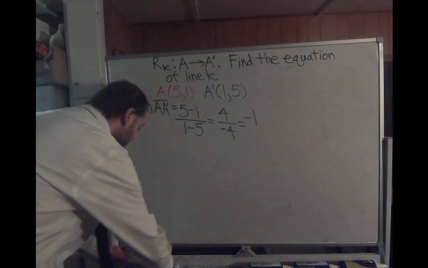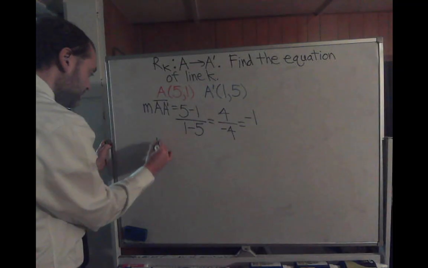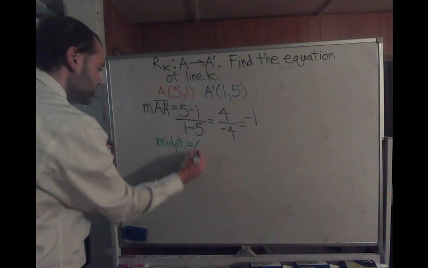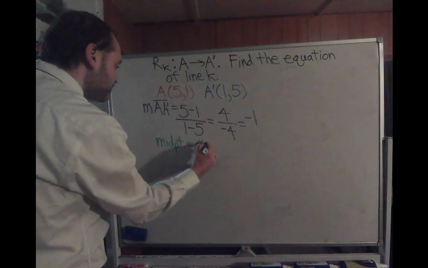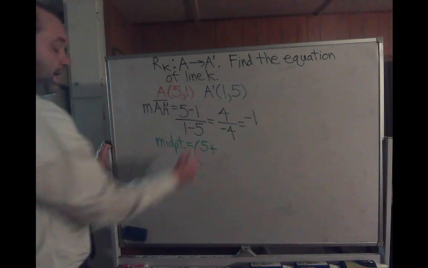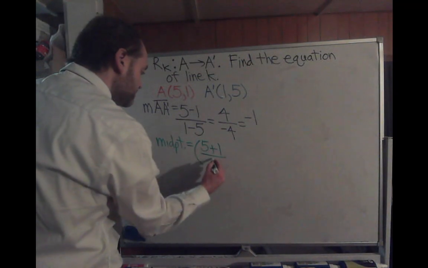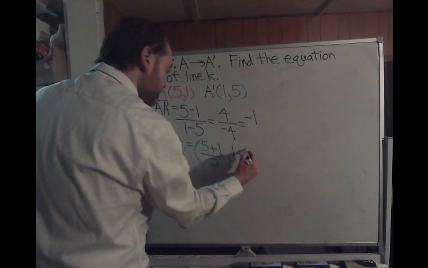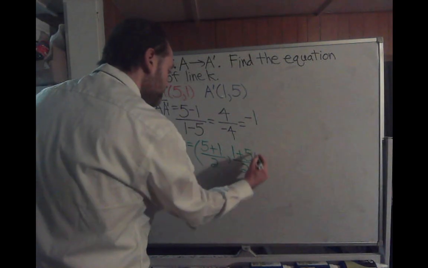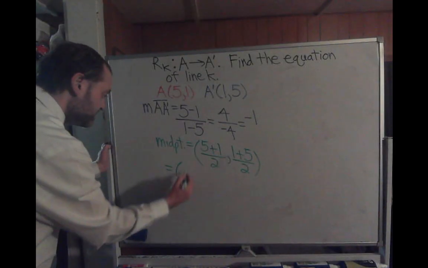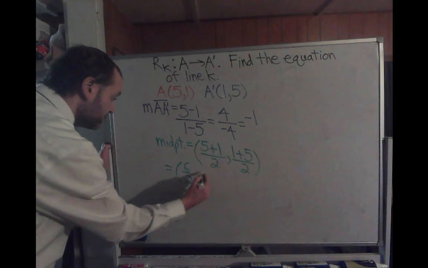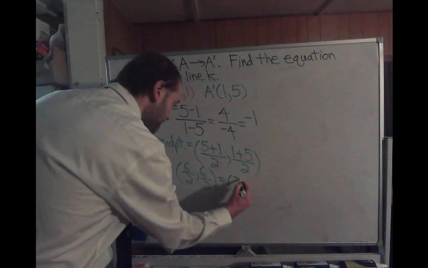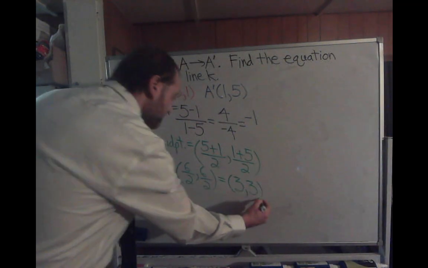Whoops, wrong color for the midpoint. Let's find the midpoint. The midpoint would be equal to your x1 of 5 plus your x2 of 1, divided by 2, and then you'll take your y1 of 1 plus your y2 of 5, divided by 2, which would give you 6 over 2, comma 6 over 2, for a midpoint of (3, 3). So the midpoint of the line segment is at (3, 3).